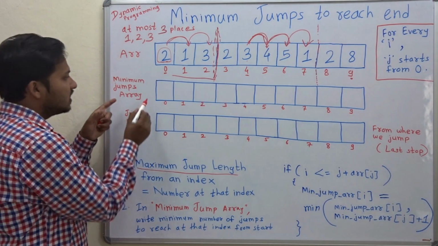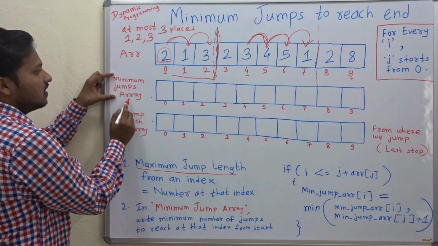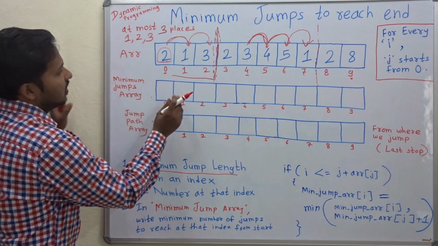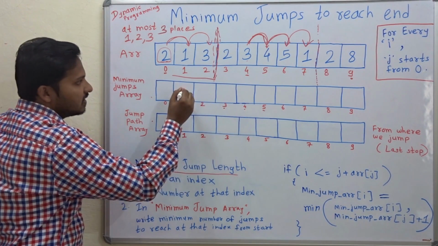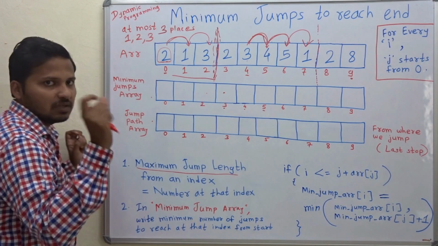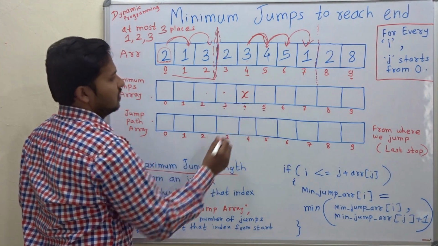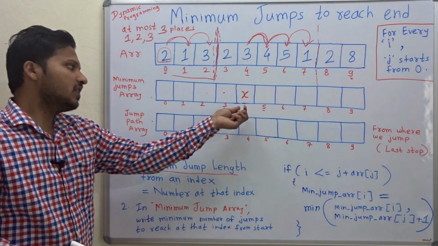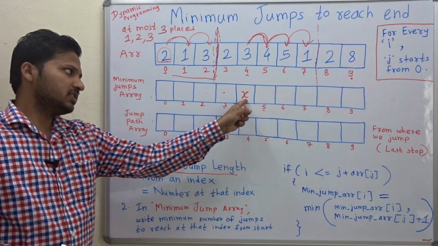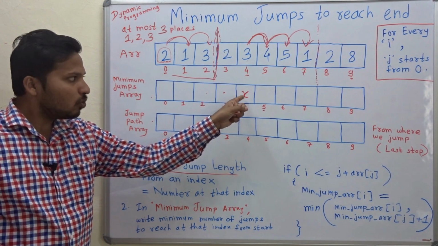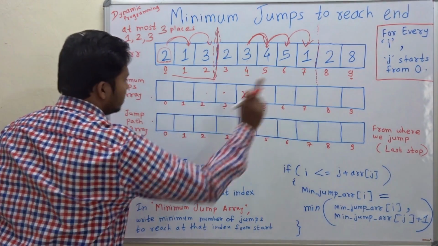Now let's see what are these two arrays. Okay. So this minimum jumps array is the array in which the minimum jumps required to reach each place is written at that index. Means suppose at the 4th index I write x jumps. Okay. Means you can reach at 4 from 0 with x jumps, and x is the minimum number of jumps. Okay. So that is going to be written in this array.